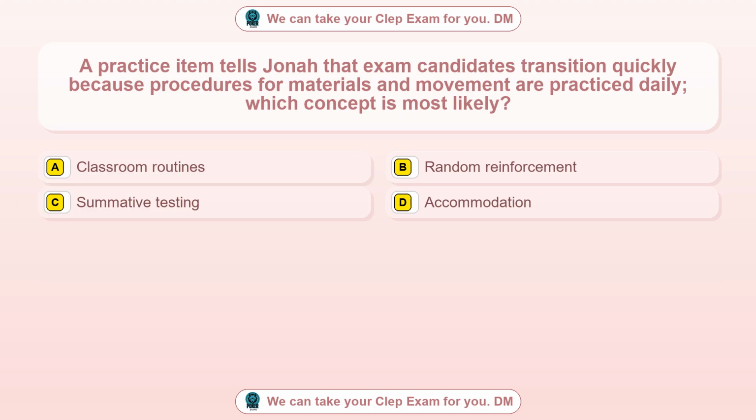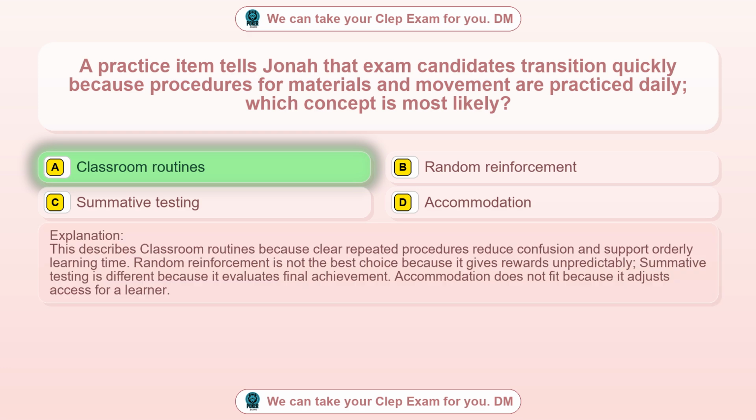Question 71. A practice item tells Jonah that exam candidates transition quickly because procedures for materials and movement are practiced daily. Which concept is most likely? Option A, classroom routines. Option B, random reinforcement. Option C, summative testing. Option D, accommodation. The correct answer is option A, classroom routines.